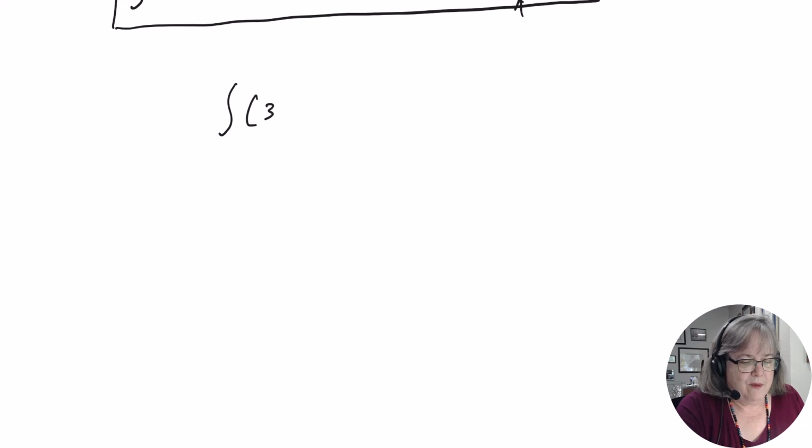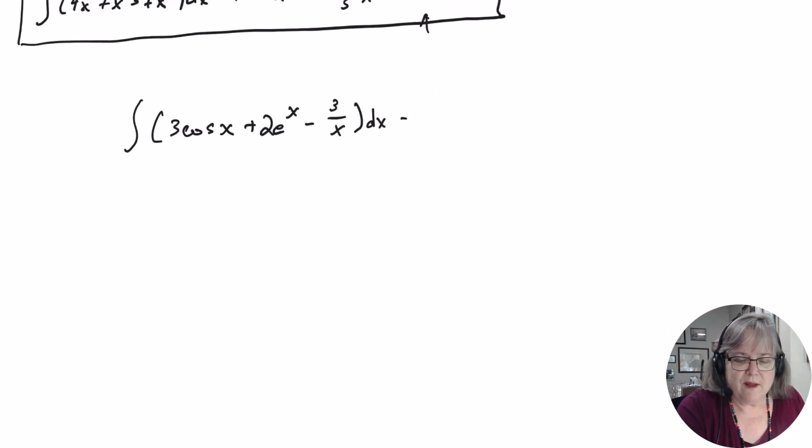So if we have 3 cosine x plus 2e to the x minus 3 over x dx. Remember that the dx is applying to each one. And so most people, but not all, tend to do that part in their head mentally. They see it individually.